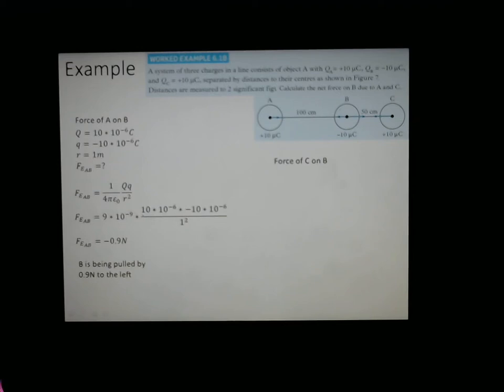Okay, let's work out the other one. Now, the charges are going to be the same. There's the same Q values. C here is also plus 10, but the distance is going to be different. So the force should be different. Okay, the distance is half.